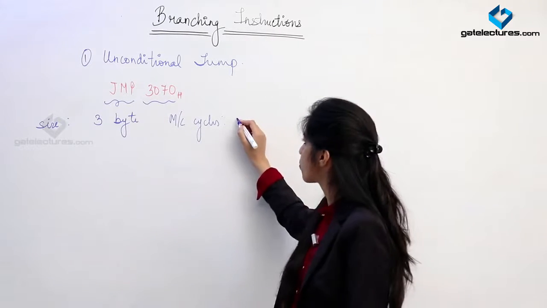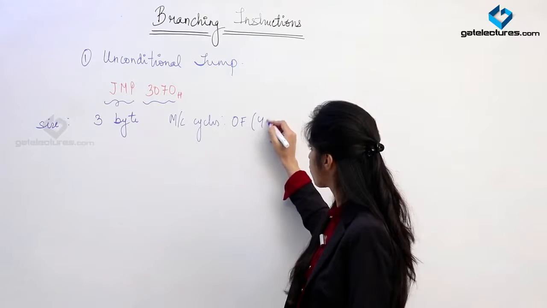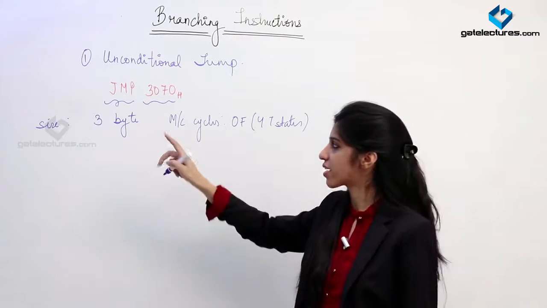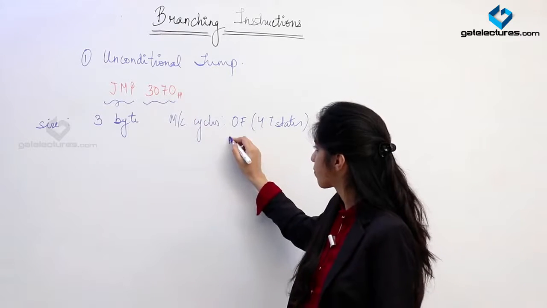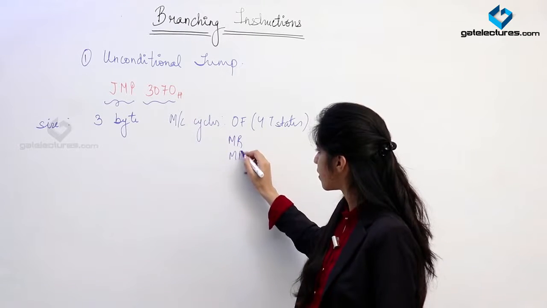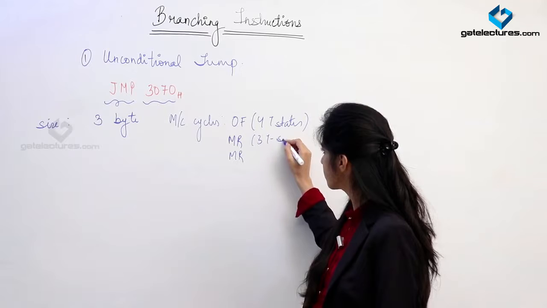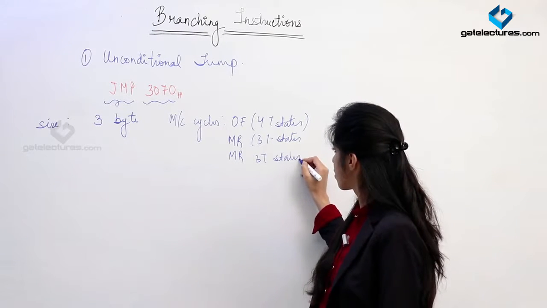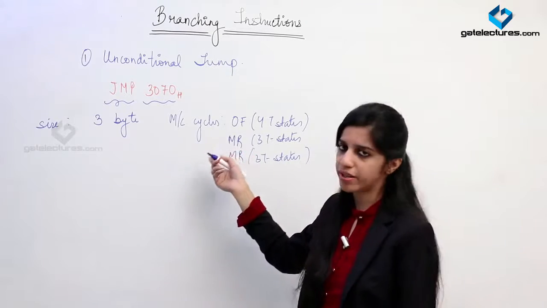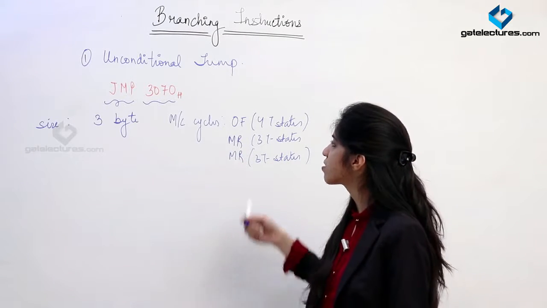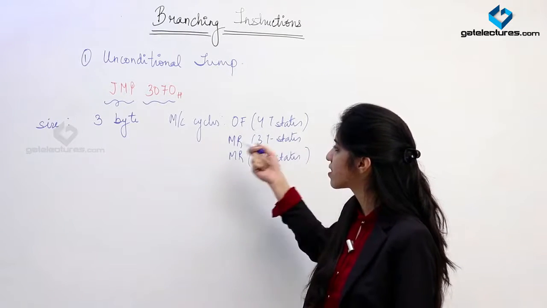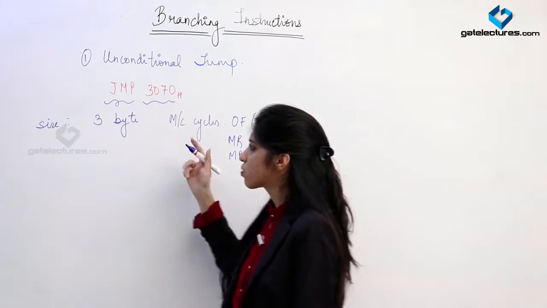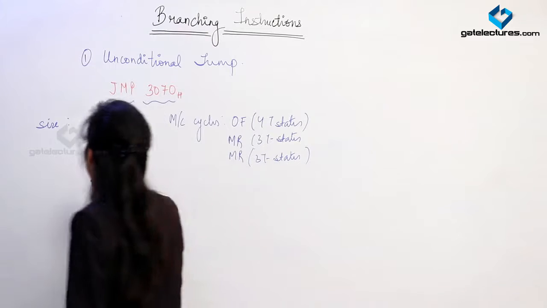Then it has 3 machine cycles. First machine cycle is going to be opcode fetch of 4 T states. Then we have 2 memory read cycles for reading the address. Memory read. So the total length of this instruction is going to be 10 T states. Opcode fetch is going to take 4 T states. Memory read 3 T states each. So this jump instruction, what it is going to do, let us look at it with an example.